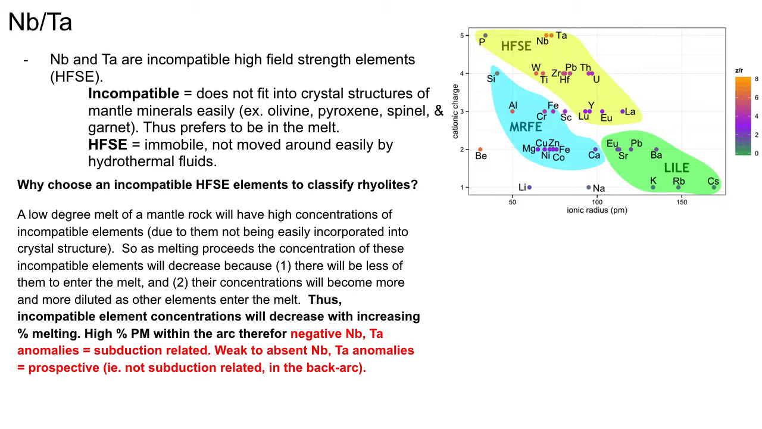Thus, incompatible elements and their concentrations will decrease with increased percent partial melting, and high percent partial melting typically occurs within the arc. Therefore, within the arc, we typically have negative Nb-Ta anomalies, and weak to absent Nb-Ta anomalies are associated with those F3 prospective rhyolites and are interpreted to not be subduction related, or in other words, formed in the back arc.